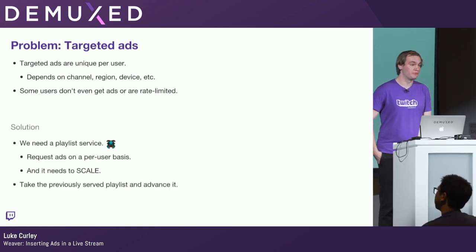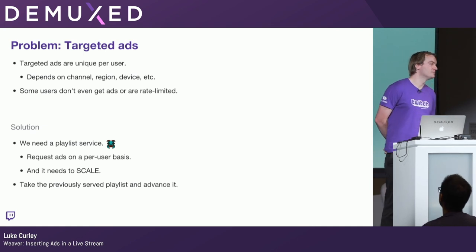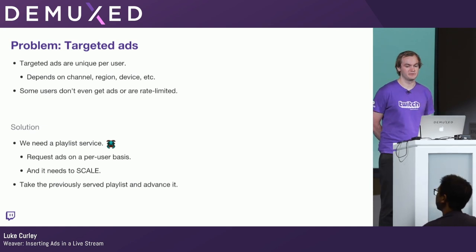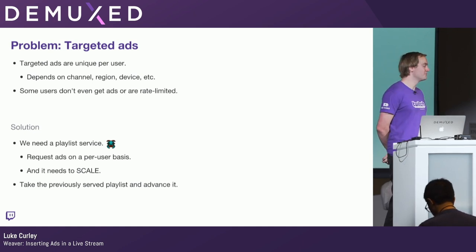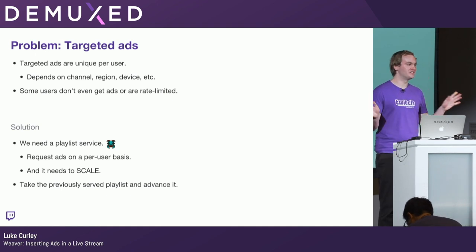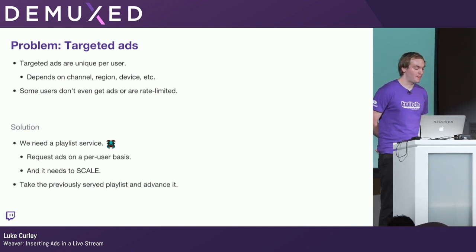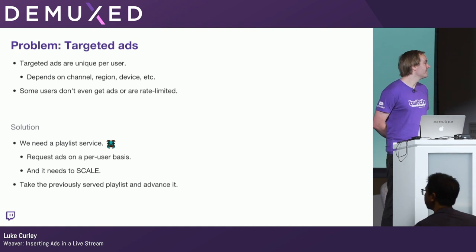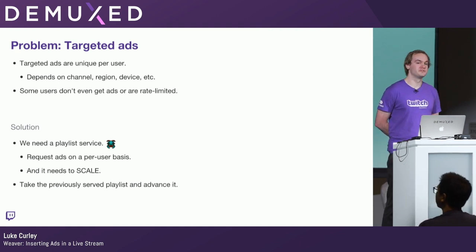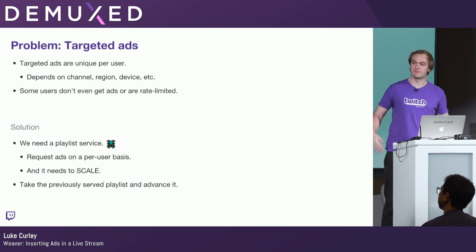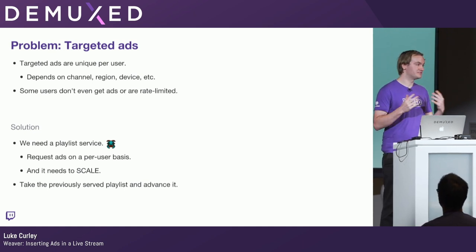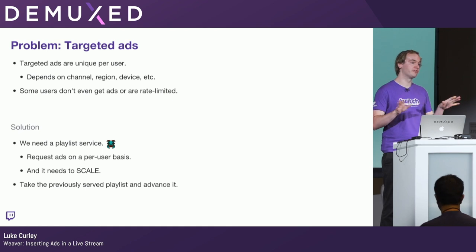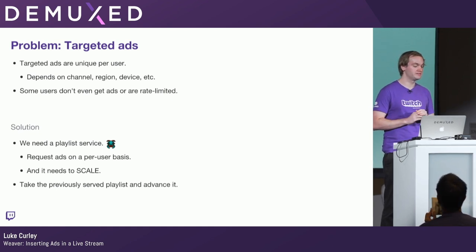So what we do is we wrote a playlist server. So we dynamically generate these playlists. We don't just serve them as files off of disk and front them with our Edge. Wrote something called Weaver. It's a Dota reference, so every project I name is a Dota hero. It's also a pun, which is great. But we request ads on a per user basis. We effectively request ads on behalf of the user with their details. We make sure it scales, because we actually use Weaver for every request, even if we're not handling any ads.